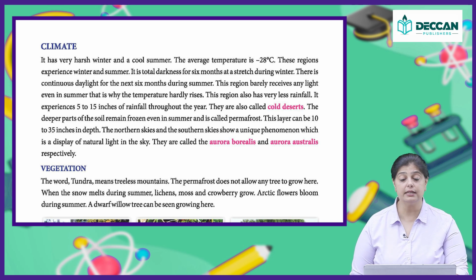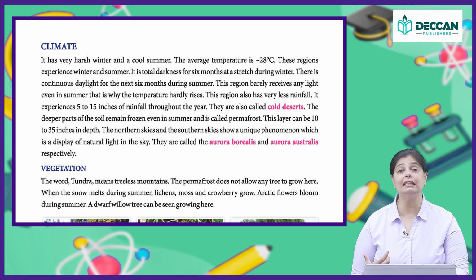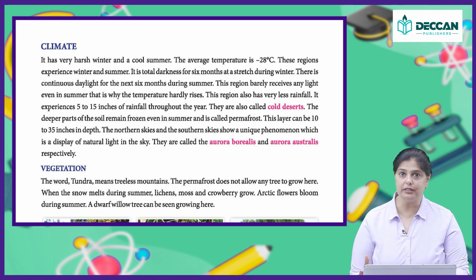The northern skies and the southern skies show a unique phenomenon, which is a display of natural light in the sky. They are called the aurora borealis and aurora australis respectively. So, they have certain lights that you can see in the sky, which happens naturally.